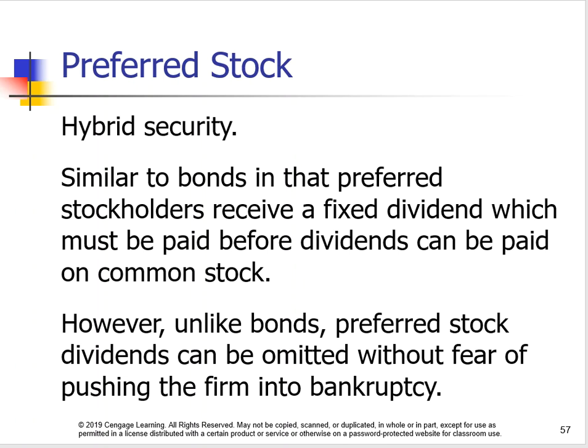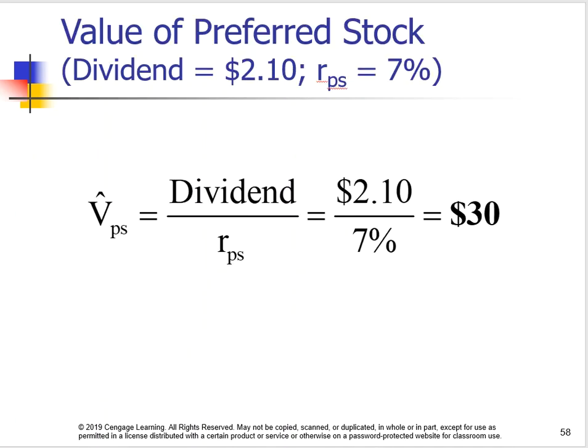Really quickly, preferred stock, a hybrid security. It's similar to bonds in that the preferred stock dividends are fixed, like interest is fixed on bonds, but preferred stock dividends are not tax deductible to a company, and they must be paid before common stock dividends have been paid. But they can be omitted without putting the firm into bankruptcy, like omitting interest on a bond would be. Preferred stock dividends don't grow. They're typically a number and they sit there.